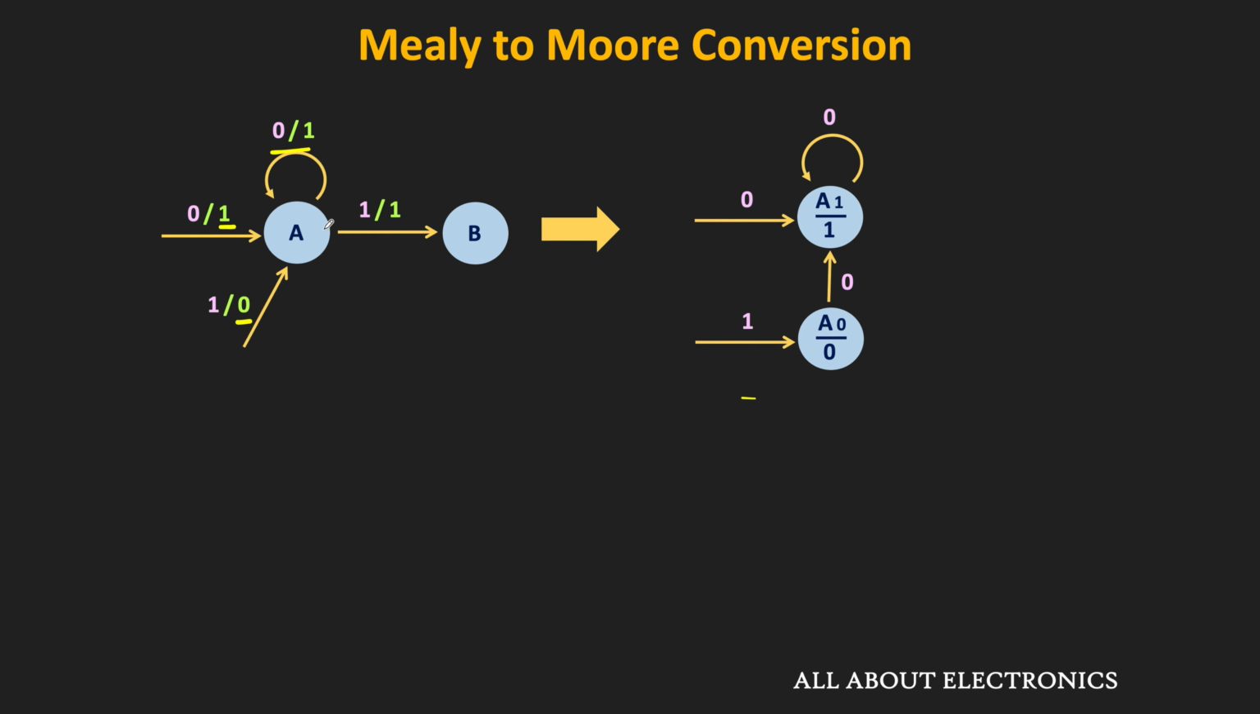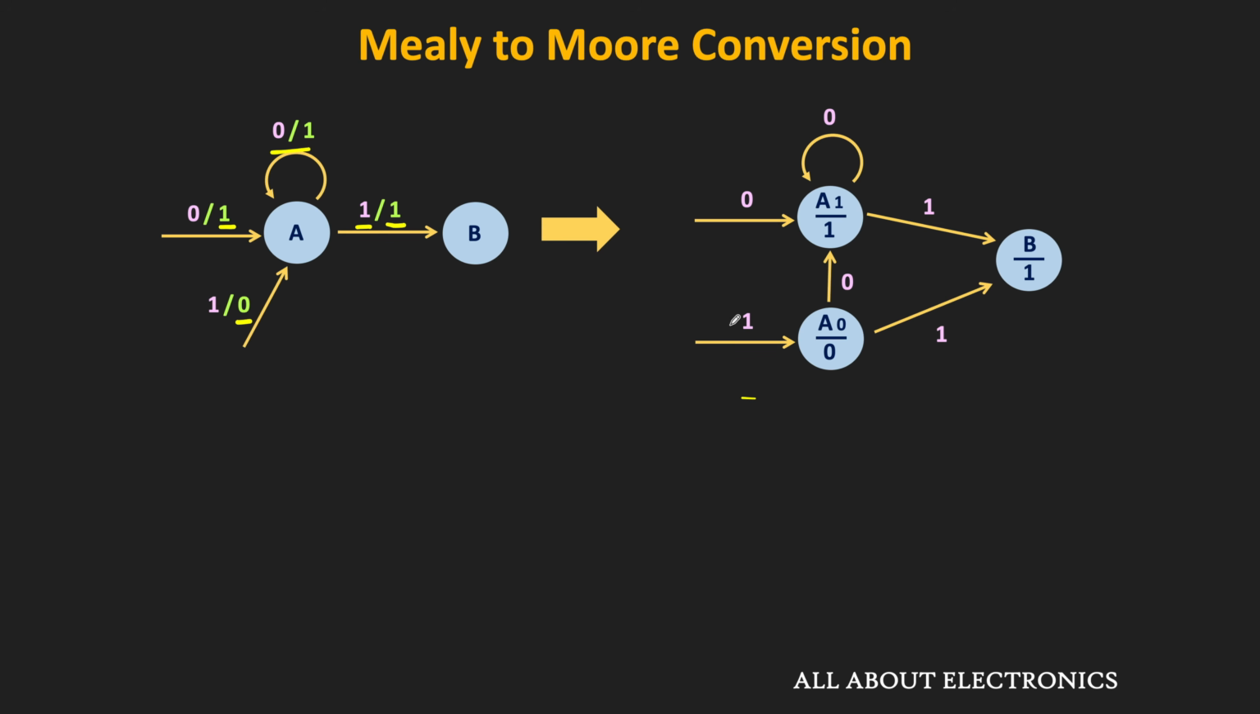Similarly, in the state diagram of the Mealy machine, whenever the input is 1, we have a transition from A to B state, and at that time the output is also 1. Since we have only one transition into the B state, we can say that in the equivalent Moore model, the output of the machine is 1 in the B state. And from both the A0 and A1 states, when the input is 1, they will make a transition into the B state.